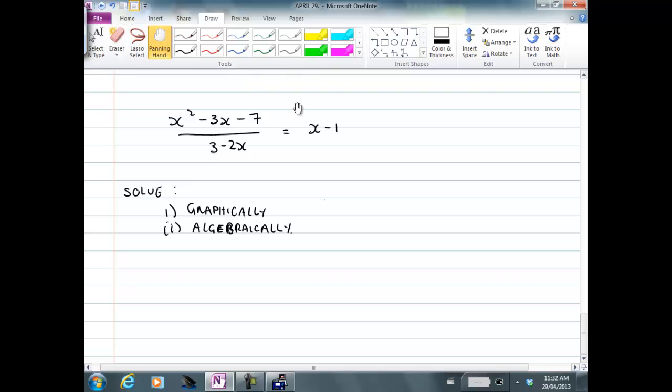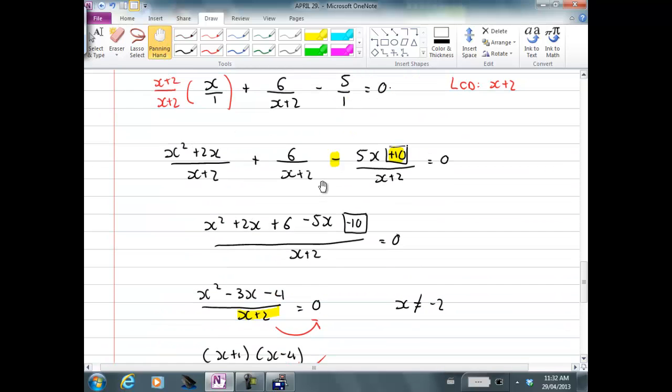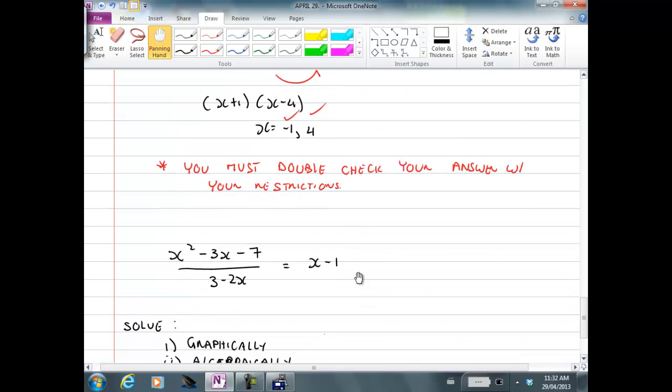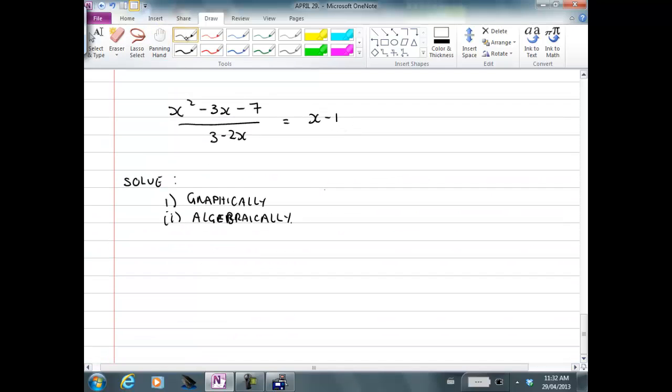So if I compare this question with the previous question, in my previous question it was easy because it's equal to 0. In this question, it's not equal to 0. So what you got to do? Get 0. X squared minus 3x minus 7 over 3 minus 2x. I want one side to be 0 to make my life easier, so I can use a zero function on my calculator. So this is minus x plus 1, and notice now it equals 0.